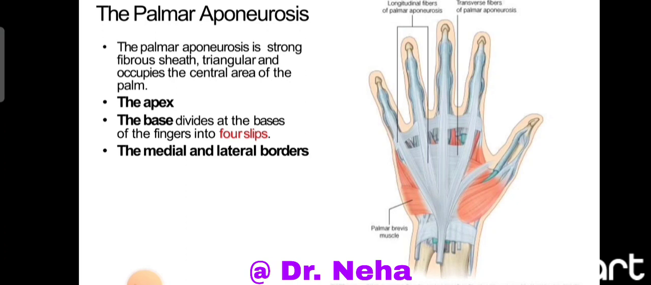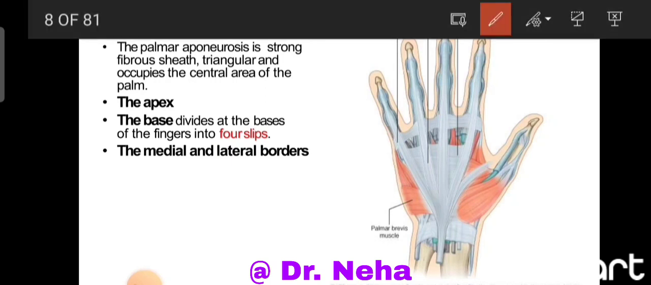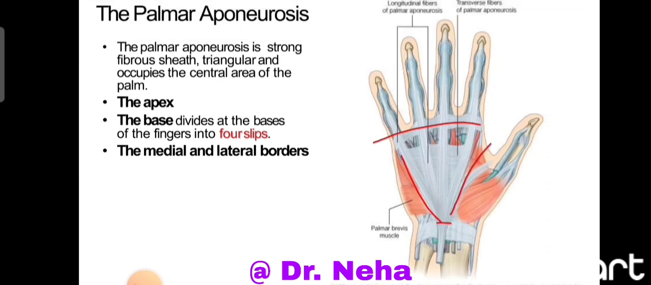Now on the palmar side we have palmar aponeurosis, which is a strong fibrous sheath, triangular and occupies the central area of the palm. It is having an apex, this is the apex, this is the base and 2 borders, that is the medial and this is the lateral border of the palmar aponeurosis.